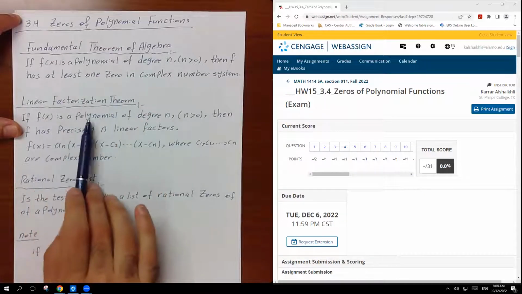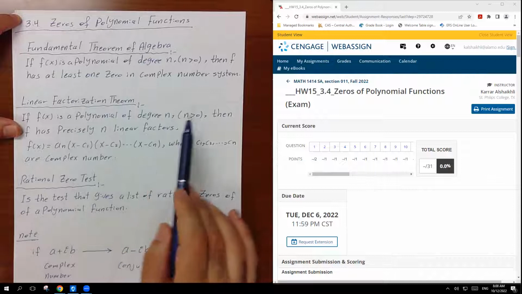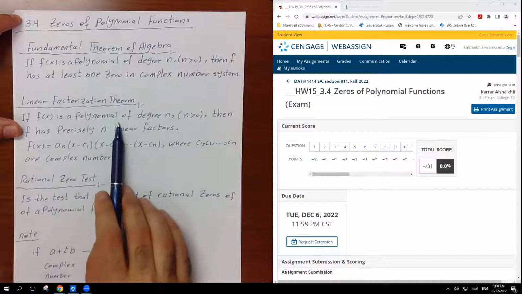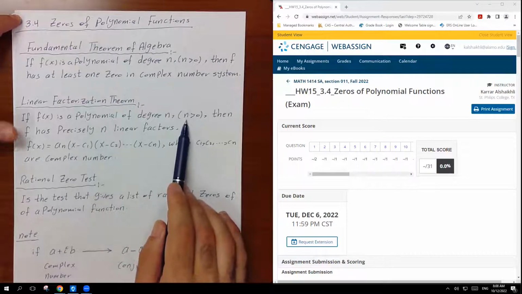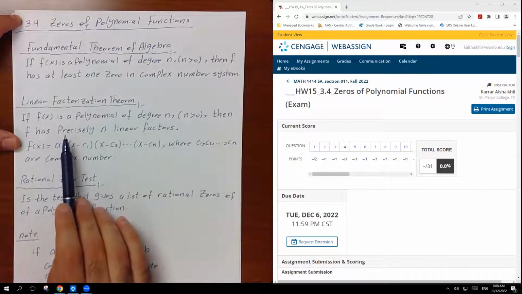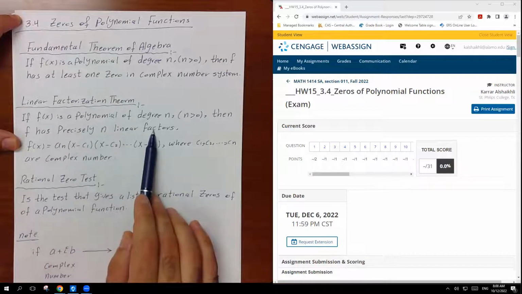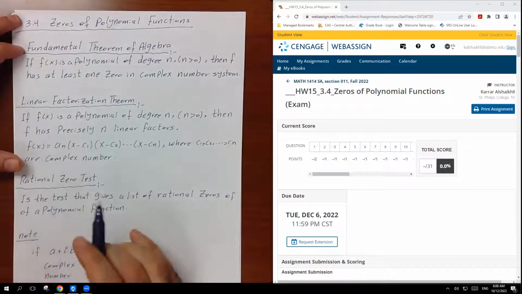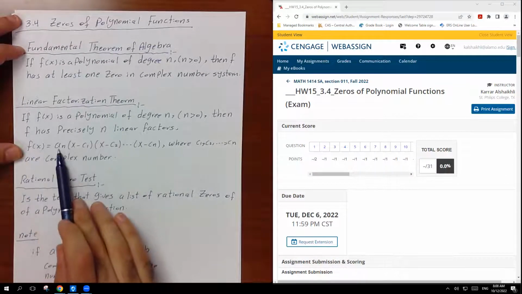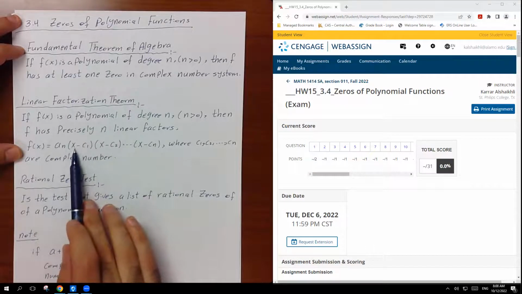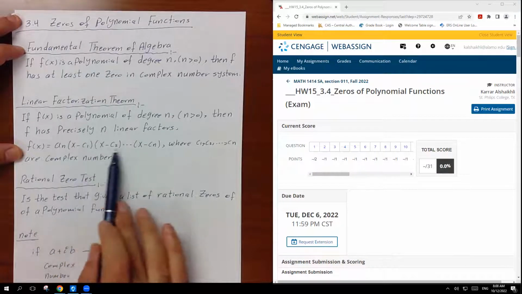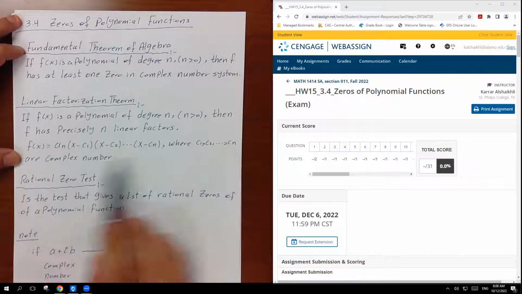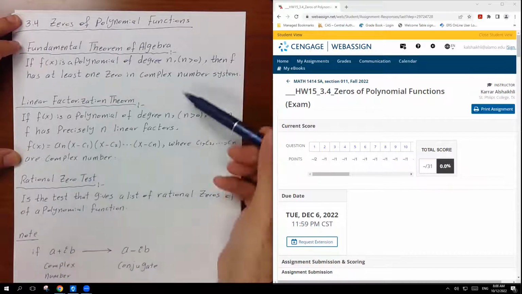If f of x is a polynomial of degree n and n is positive, because if n is a negative number, it's not a polynomial. So always n is a positive number. Then f has precisely n linear factors. That means when you factor the polynomial, you're going to get n linear factors. For example, f of x is a_n times (x minus c1), the first factor, times (x minus c2), the second factor, and keep going, where c1, c2, and cn are complex numbers. We're going to check that when we solve an example.